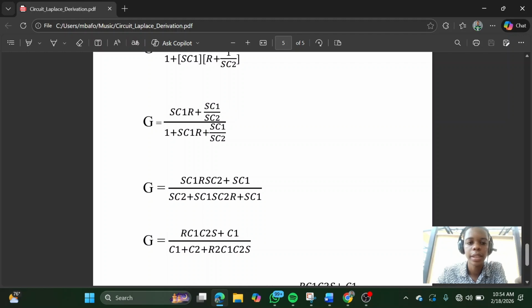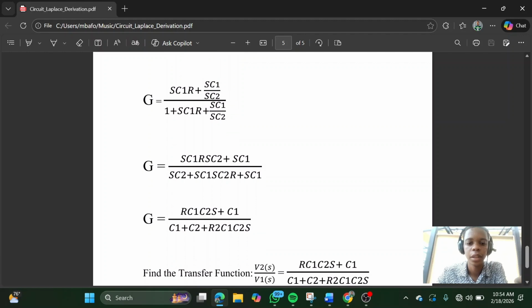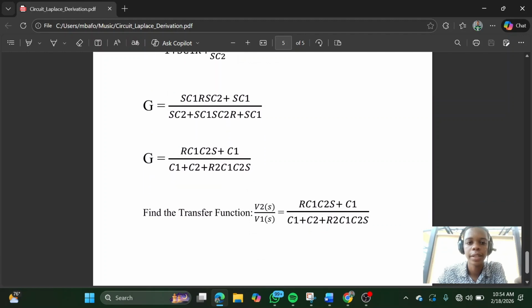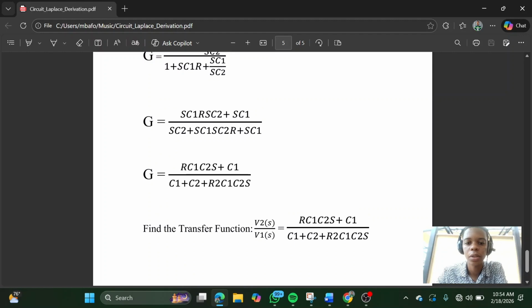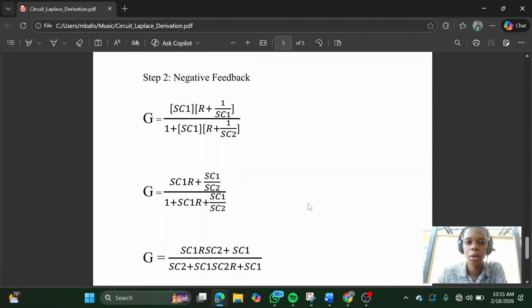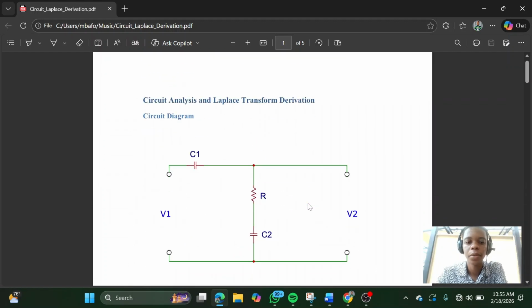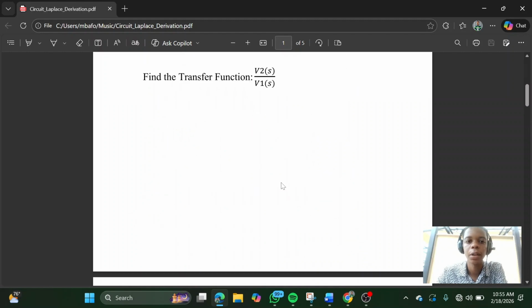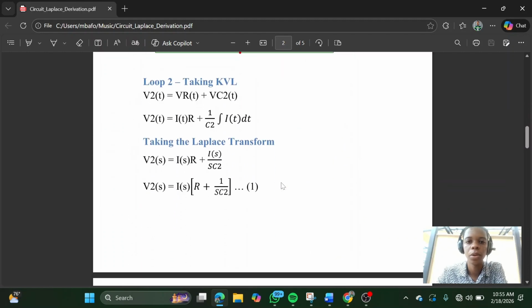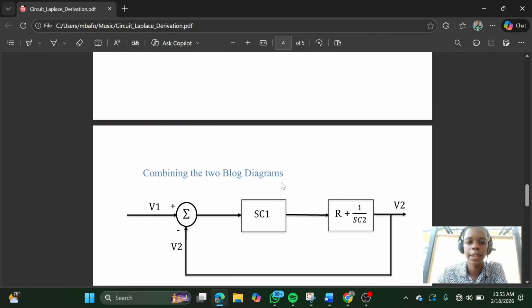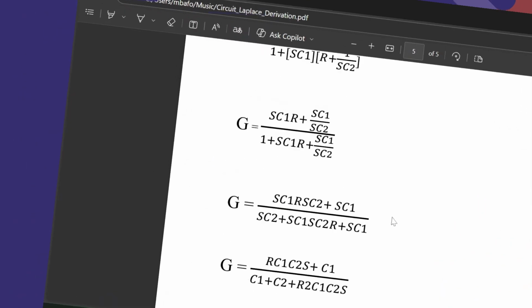And we notice that S is common to both the numerator and denominator, so we can simply cancel out S. When we do that, we're going to have this transfer function, which is RC1C2S plus C1 plus C2 plus R2 SC2. So this is the transfer function of the block. In summary, we can transform a circuit diagram into a block diagram and reduce it using the block reduction rules, and we're still going to get the same answer. Thank you for watching.